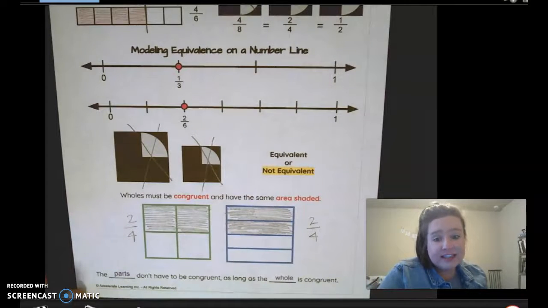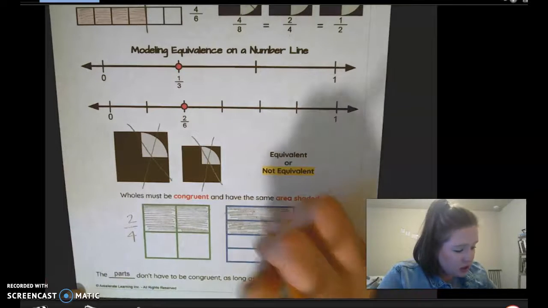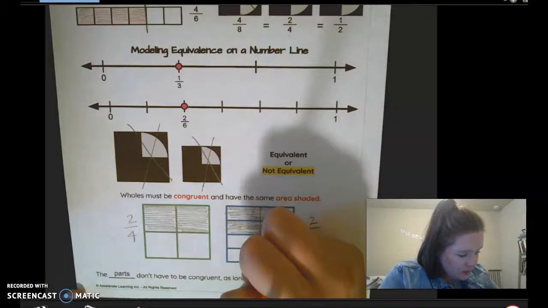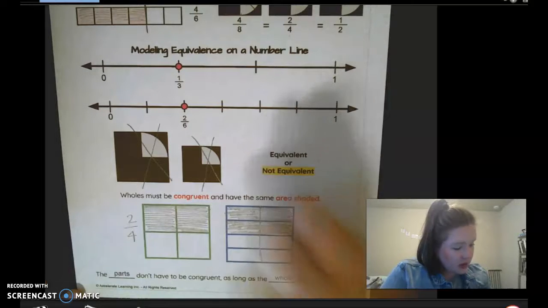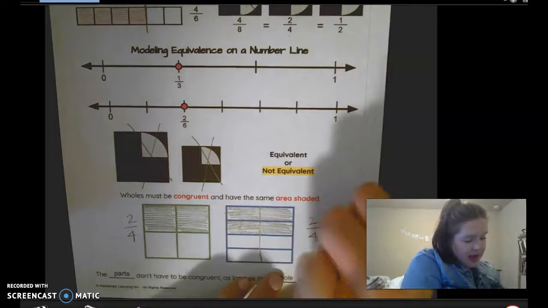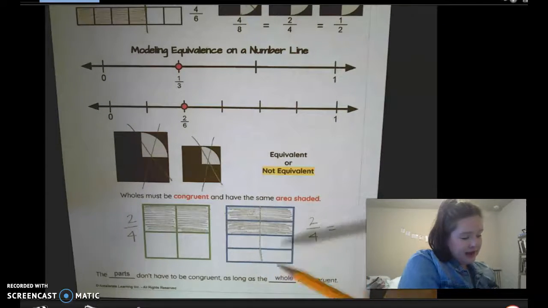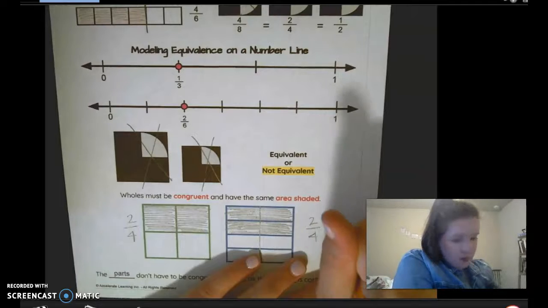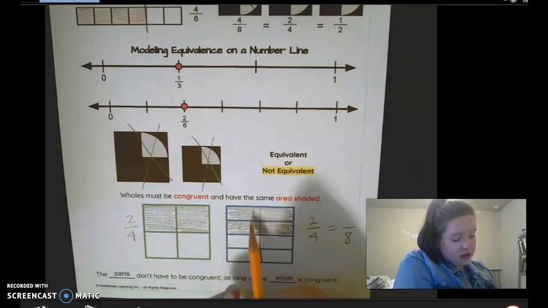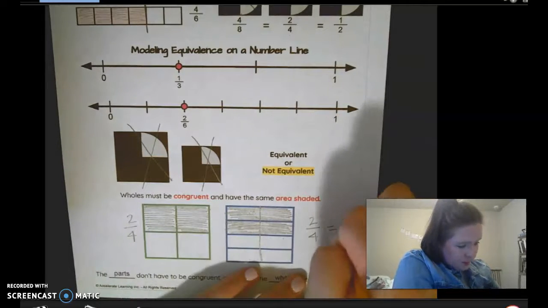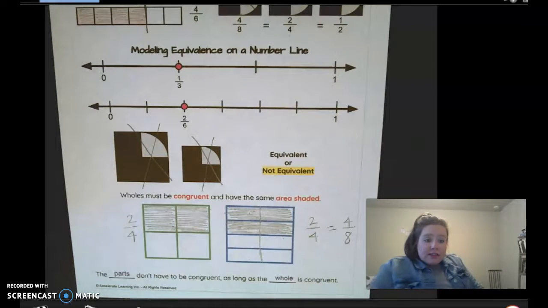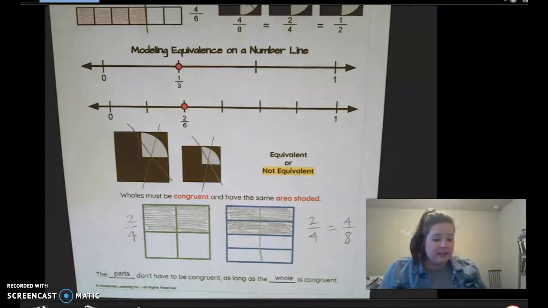Even though they look different, it's the same amount, all right? The parts don't have to be congruent as long as the whole is congruent. And I could also do this. Now I have 1, 2, 3, 4, 5, 6, 7, 8. And I shaded 1, 2, 3, 4. So 2/4 is the same as 4/8, all right?